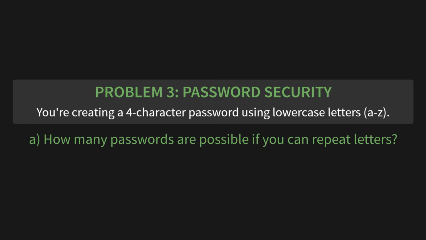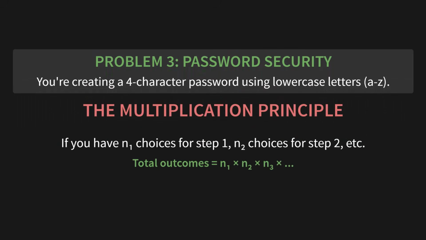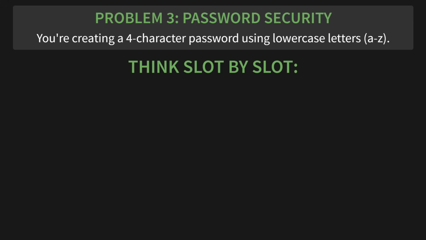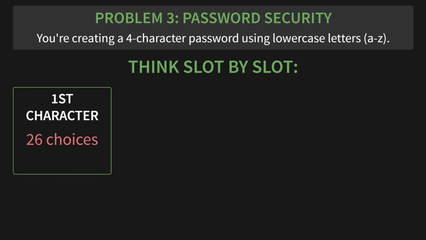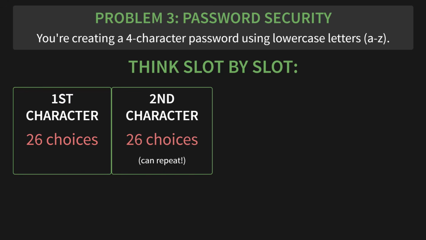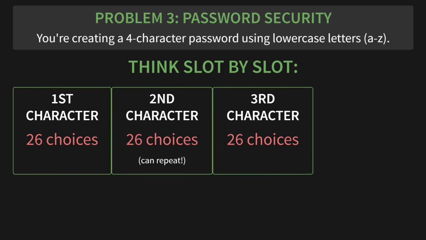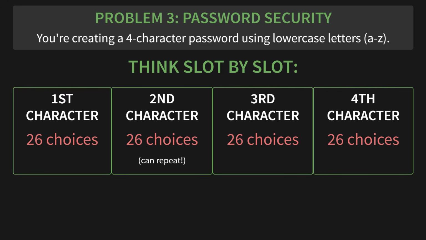You're creating a 4-character password using lowercase letters A through Z. First question. How many passwords are possible if you can repeat letters? This is the multiplication principle. When making sequential choices, multiply the number of options at each step. Think slot by slot. First character, 26 choices. Second character, 26 choices. You can repeat. Third character, 26 choices. Fourth character, 26 choices.